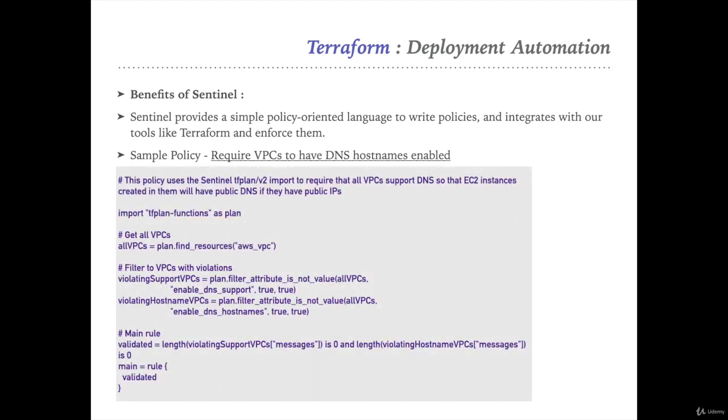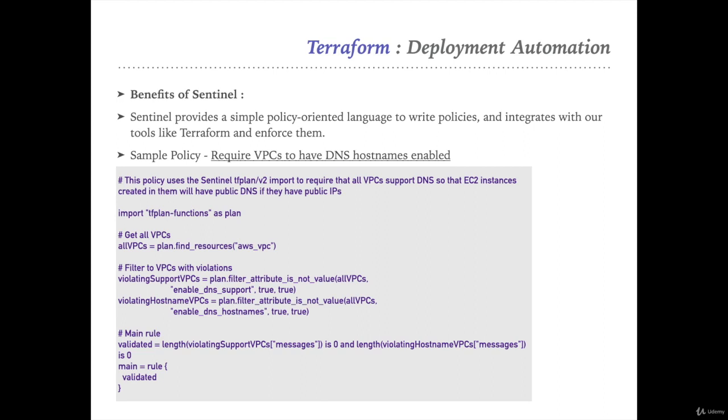So this policy will use the Sentinel tfplan version 2, right? It requires all the VPCs to support DNS, and EC2 instances created in them will have the public DNS if they have public IPs. So first we need to import the tfplan functions, and we are taking the tfplan functions alias as plan, right? If you don't want to import the tfplan functions, you can simply import tfplan as well. tfplan is the wrapper of all the policies which you can create in Sentinel, and then we will get all the VPCs. So we are getting all VPCs equal to plan, where plan is the alias of the tfplan functions.